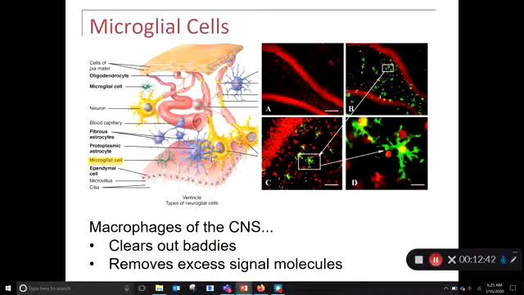So let's move on to the next good boy, the microglial cell. The microglial cell is your macrophage, we're going to call it, your white blood cell, your defender, your security guard. He's the one that's going to clear out all the baddies. And you'll notice that a lot of these neurons don't really touch each other. They're just sitting there going, I'm not touching you, I'm not touching you. Well, they have to communicate via signals in between each other, and these microglial cells clean out that excess signal molecule.